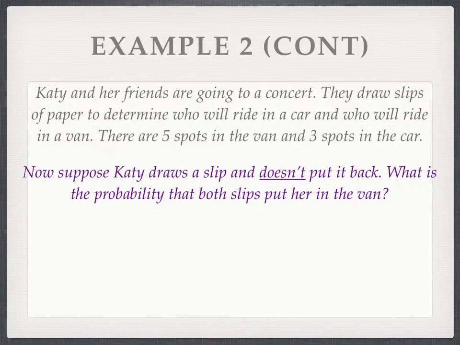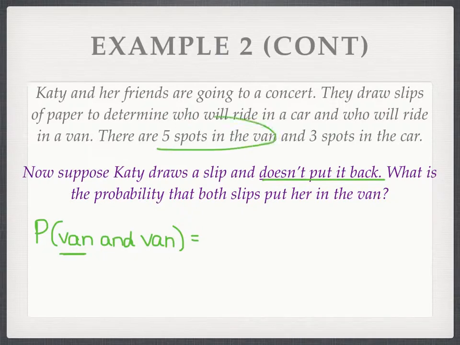Now let's look at this. This time, exact same scenario. This time Katie draws a slip and doesn't put it back. So this time, what is the probability both her slips put her in the van? So I want the probability of van and van. Well, the probability of getting van the first time would be 5 out of the 8. But this time she draws that van slip, she doesn't put it back. She throws it away and she reaches in and grabs another one.